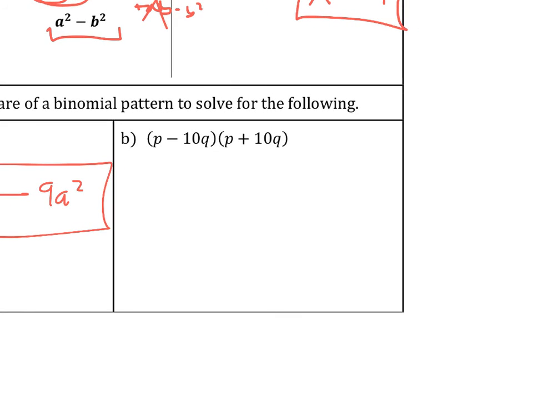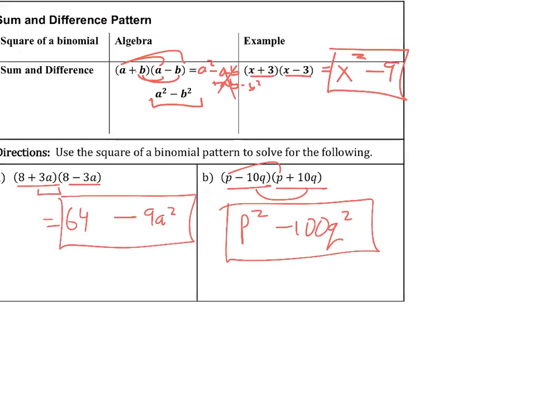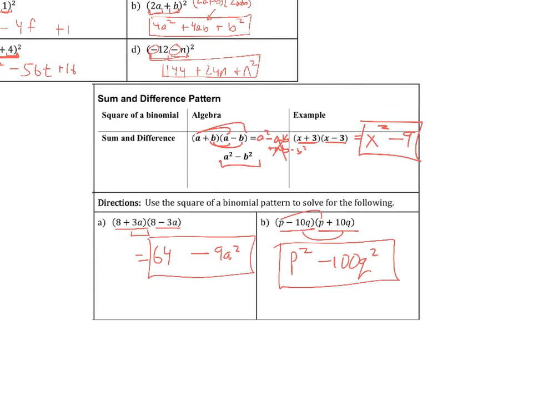One more here. We got a minus and a plus, same thing, just different signs. So we have p times p is p squared. We don't need to write the middle ones because they're going to cancel out. Negative 10 times positive 10 is negative 100. q times q is q squared. p squared minus 100q squared. And that's how it works.